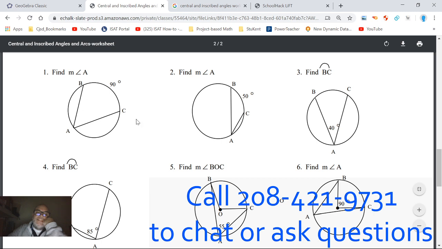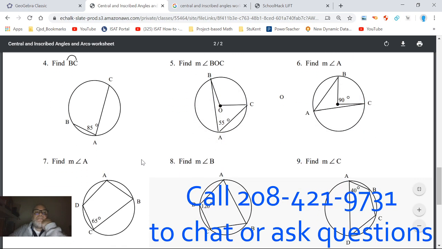Well, BAC is an inscribed angle because the vertex is on the circle. And what I know about the inscribed angle is that its measure is half the measure of the intercepted arc. So if this measures 90, we just did an example of that, then this would be half of that, which would be 45. If this right here measures 50, then angle A would be half of that, which is 25, right?